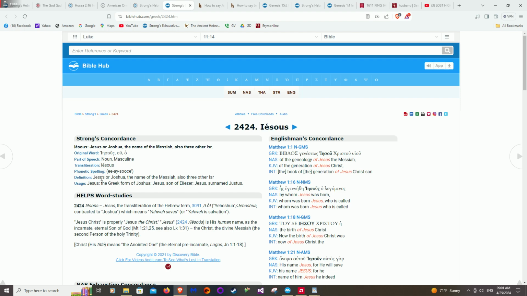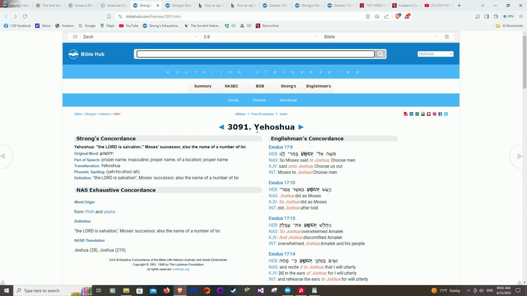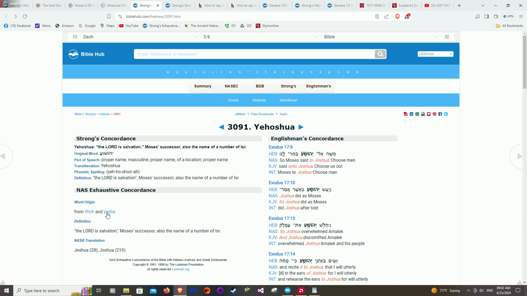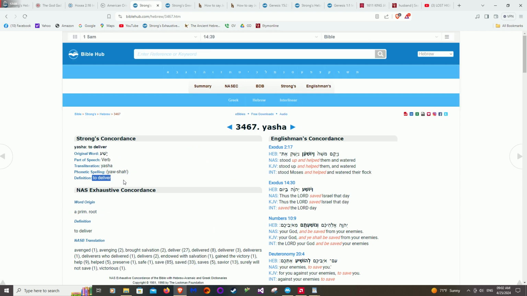Iyshiy in Greek is Jesus or Joshua, name of the Messiah, according to Strong's Concordance. And in here, they say it's Yahusha. I say Yahusha, but some people say it's Yahushua. I don't know which one is the correct way, but I know it's one of those two. And it means the Lord is salvation, according to Strong's Concordance. And there's Yahushua. Phonetic spelling, and of course transliteration, they spell it a little bit differently than I do. And it comes from, of course, Yahuah, which is the name of the mighty one of Israel, and Yahusha, which means to deliver. It means Yahuah delivers.